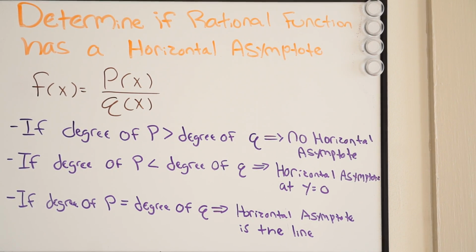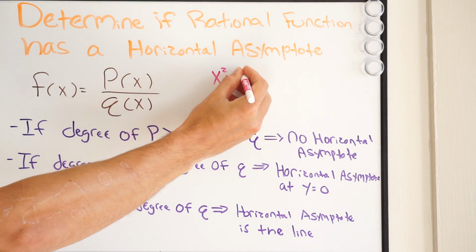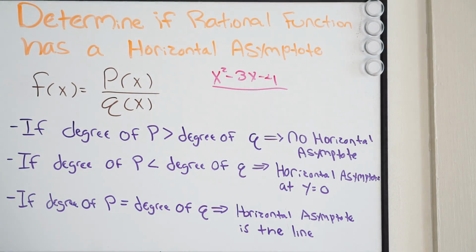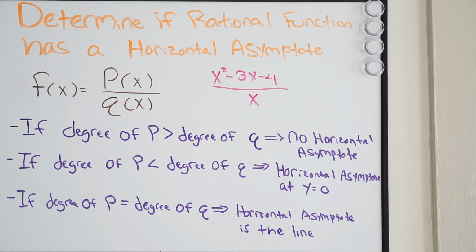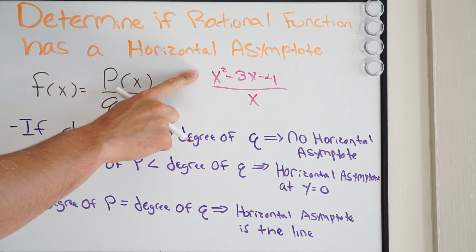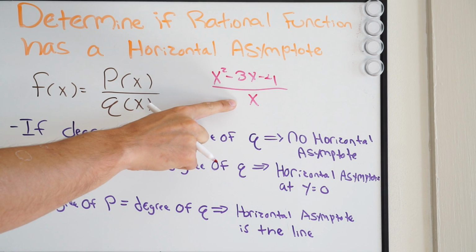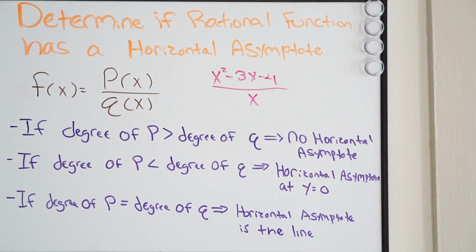If I have x squared minus 3x minus 4 all over x, I want you to tell me where the horizontal asymptote is occurring here. Well, you're going to your degree here. So if I go to the numerator, what is going to be my degree? Well, it's going to be this x squared value, right? If I go to the denominator, what's going to be my degree? Well, it's just going to be x, x to the first power.